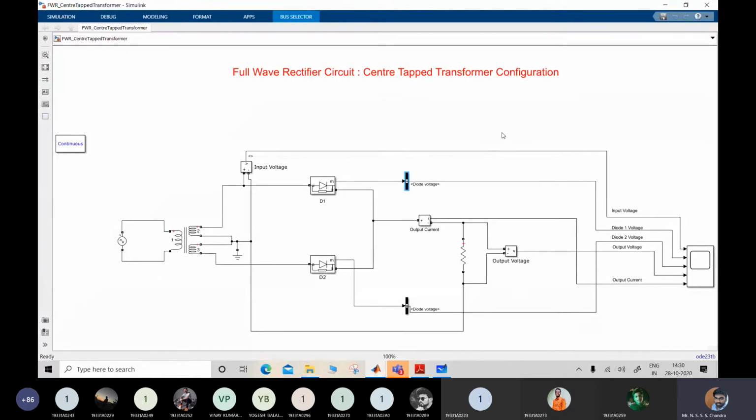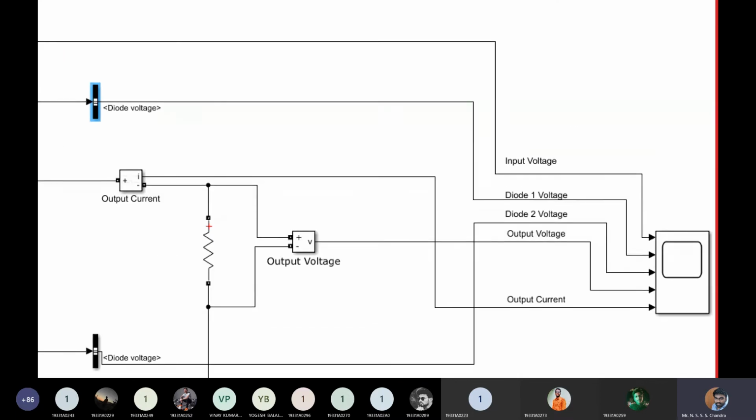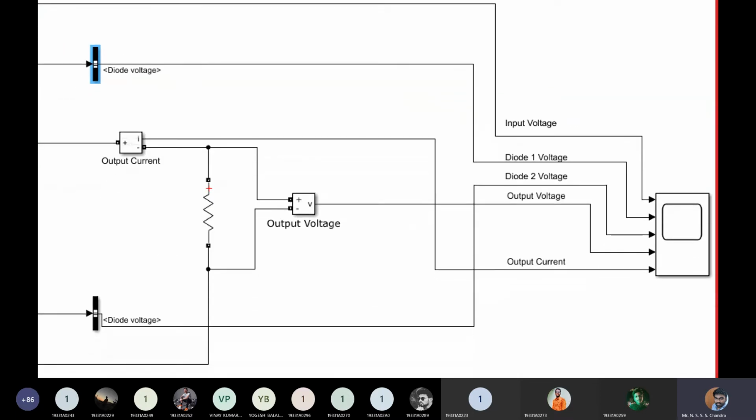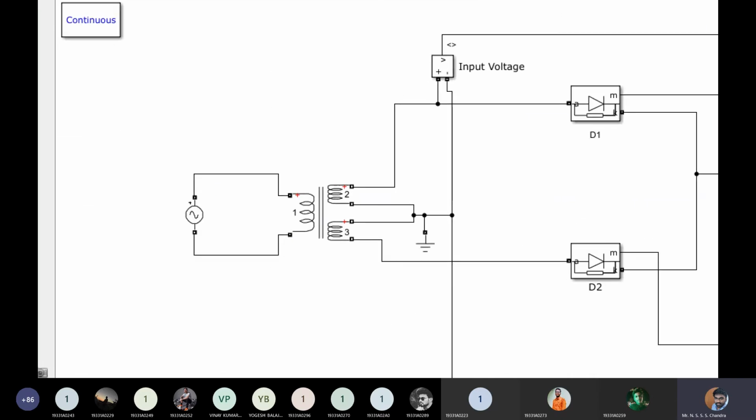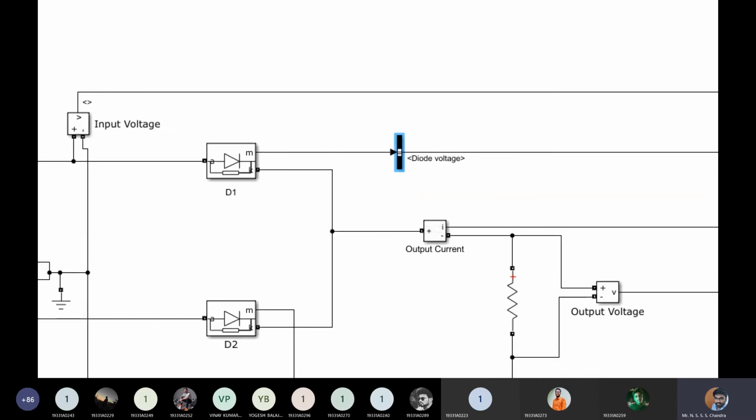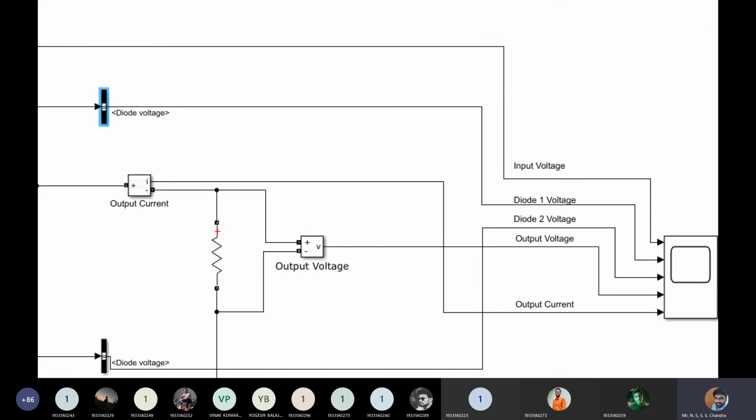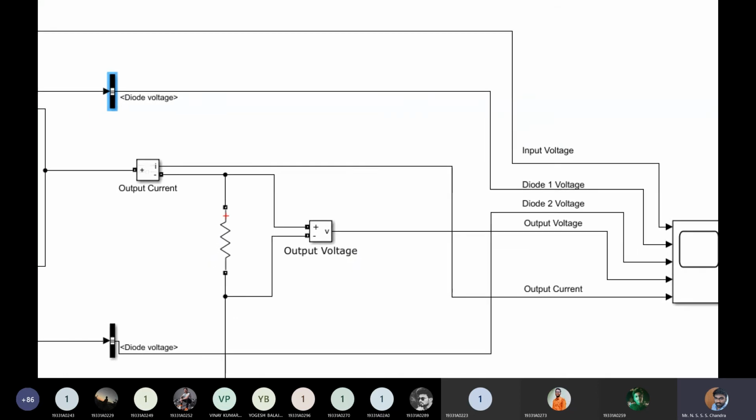All these external wirings are only the wires carrying signals from the measuring units, so you need not bother about these extra windings. In the scope, I'm measuring the input voltage at the secondary of the transformer, then the diode D1 voltage, the diode D2 voltage, and then the output voltage and output current.